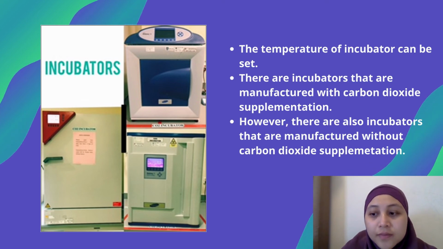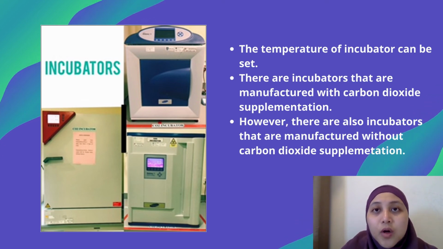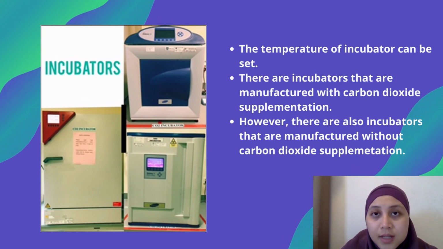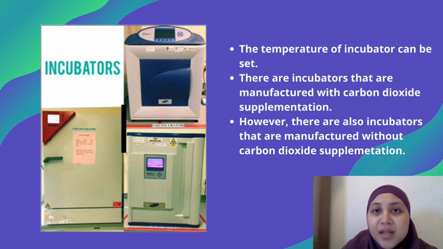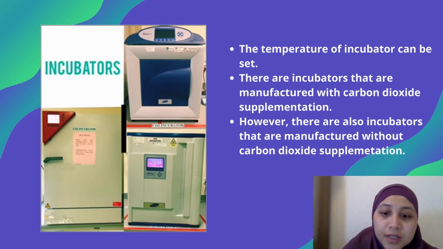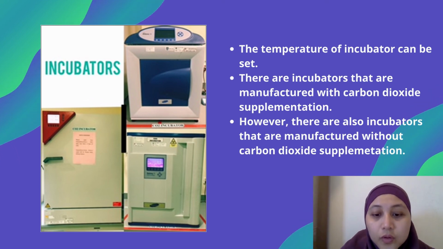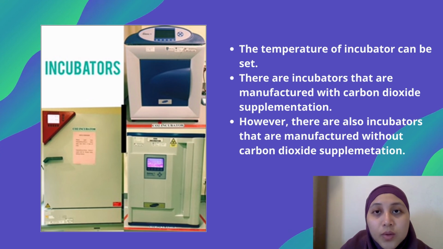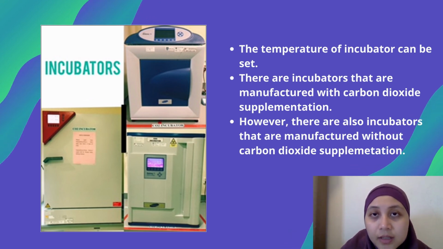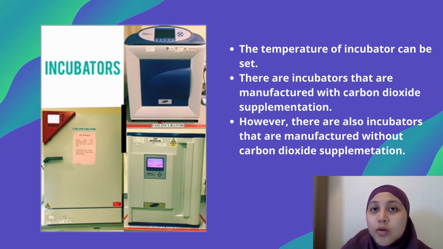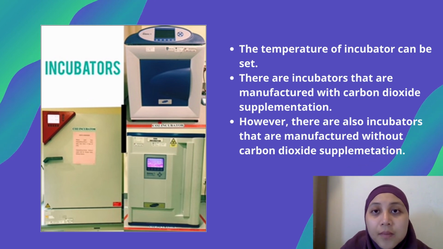You can set the temperature according to the requirement of your cells. Some cells may need lower temperature. Example will be 27 degrees, but most of the cells require 37 degrees for growth. Besides that, you need to know whether your cells require carbon dioxide or not. Some cells do not require 5% carbon dioxide for their growth.